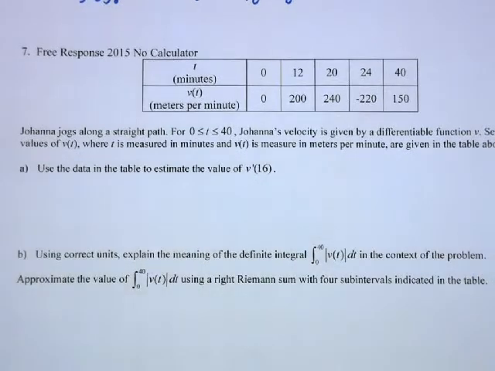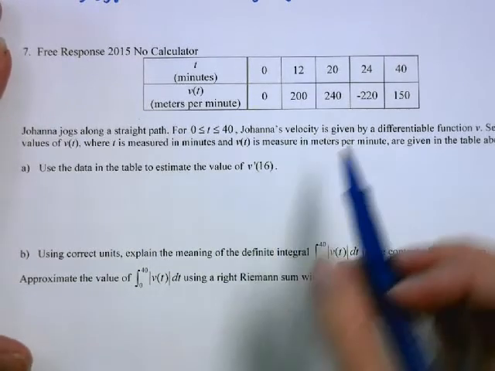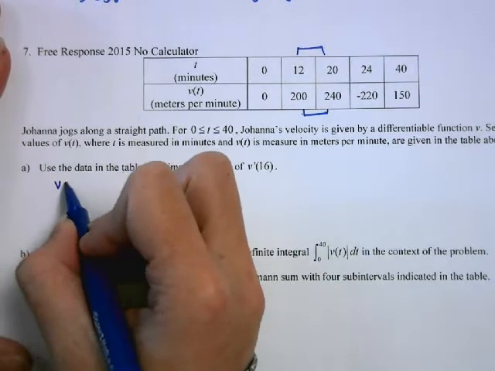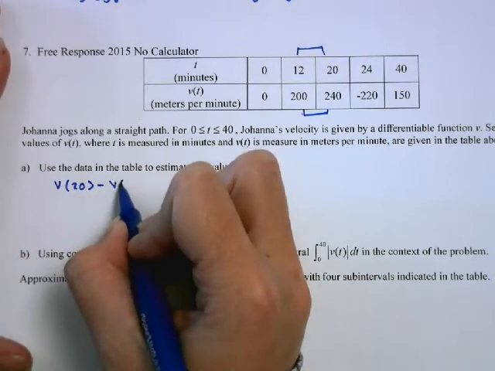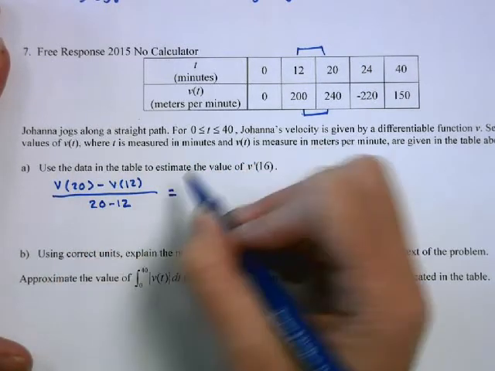All right, so 2015, Joanna jogs along a straight path. For 0 less than t less than 40, Joanna's velocity is given by the differentiable function v. Selected values of v prime, where t is measured in minutes and v of t is measured in meters per minute, are given in the table above. We're going to use the data in the table to estimate the value of v prime. So we're going to have v of 20 minus v of 12 over 20 minus 12.